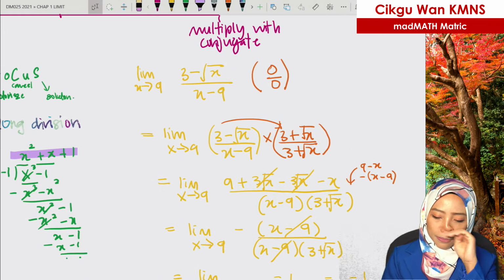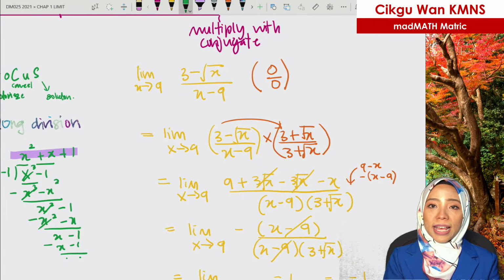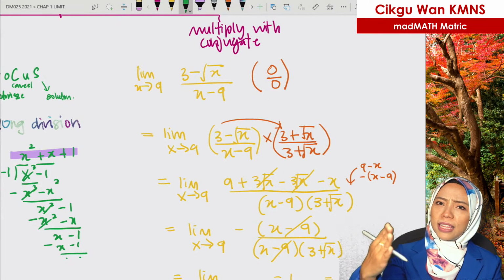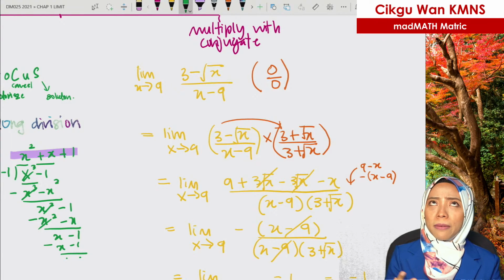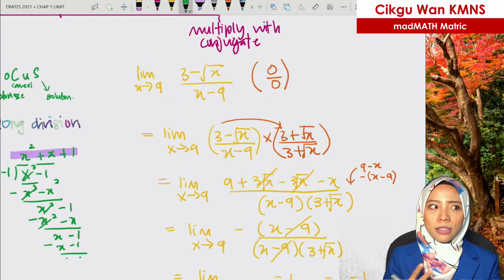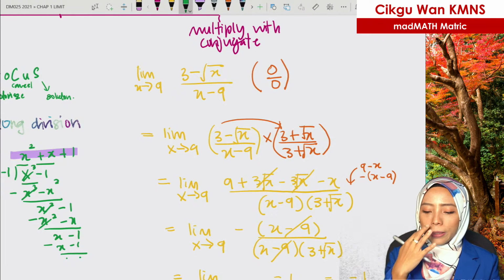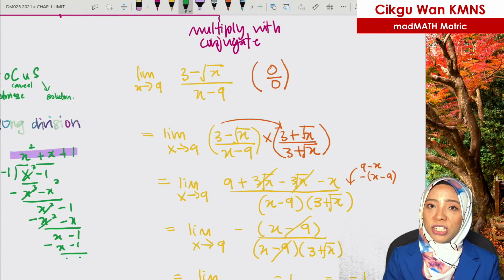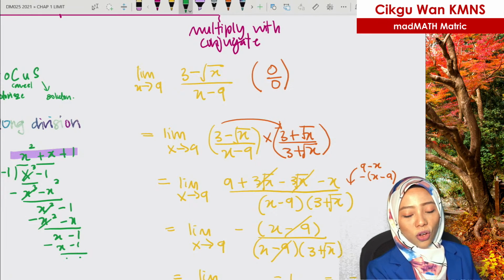Next example is 3 minus square root of x over x minus 1, when limit x approaching 9. When you look at this function, first of all, do not straight away do the conjugate just because you see a square root. Sometimes when you are dealing with a square root function, it straight away gives you finite values. No problem. But when you substitute, like in this case, 3 minus square root of 9, the square root of 9 is 3, so 3 minus 3 is 0. And 9 minus 9 is 0. Therefore 0 over 0 is again indeterminate form.